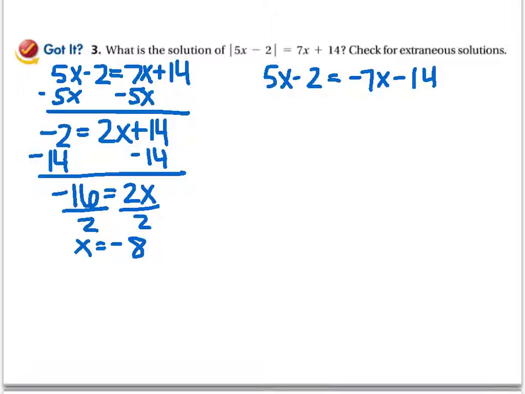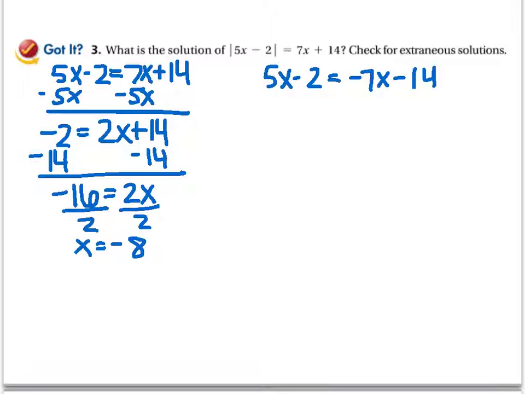Now, remember that if you guys decided to move maybe the 2 first, that's okay. You can move the 2 first, you could move the 14, you could move the 5x, you can move the 7x. It doesn't matter. You're still going to end up with x is negative 8 as long as you follow all your rules of solving.